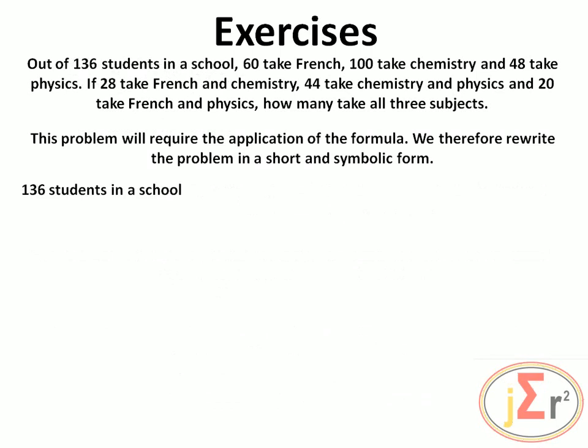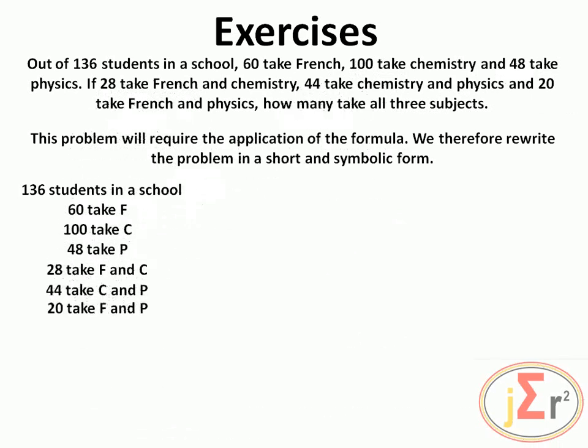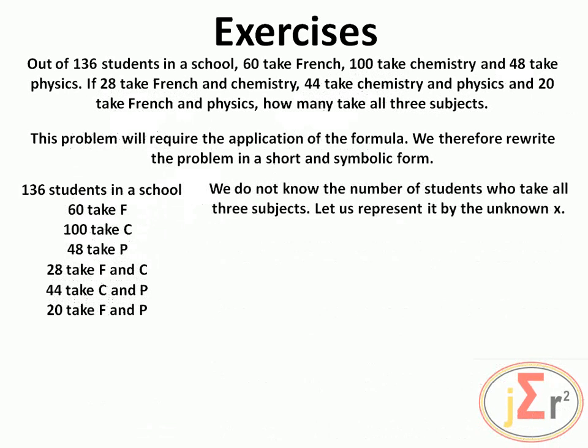So we have 136 students in the school, 60 take French, 100 take chemistry, 48 take physics, 28 take French and chemistry, 44 take chemistry and physics, 20 take French and physics, and we do not know the number of students who take all three subjects. Let us represent it by the unknown x. So x is going to represent the number of students who take all three subjects.